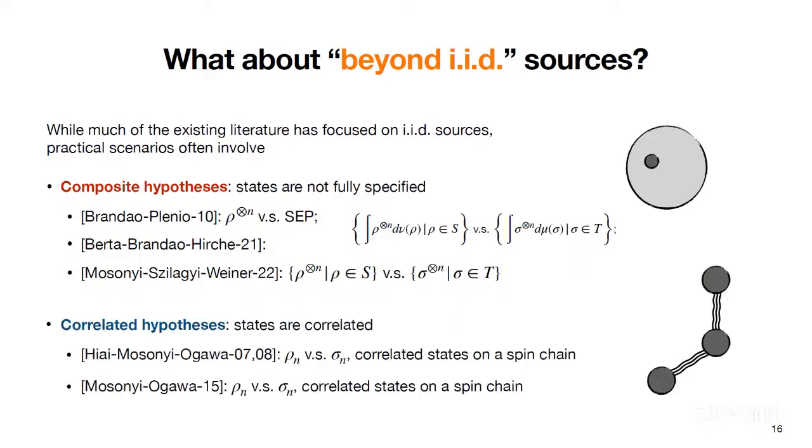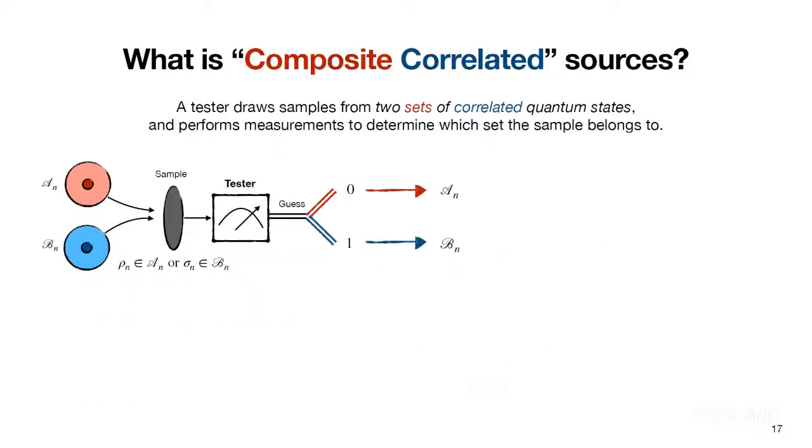And also sometimes the systems in different parties may correlate with each other. This happens very often in quantum information theory. So we call this correlated hypothesis. So rho n and sigma n are not necessarily IID, not a tensor product structure, but a general entangled quantum state. So this scenario has been studied by Mosonyi and Ogawa. In some of the literature, they consider that there is some physical system, like a spin chain, that is natively correlated with each other. Okay, so this motivates us to consider a more generic case, which is called composite correlated sources.